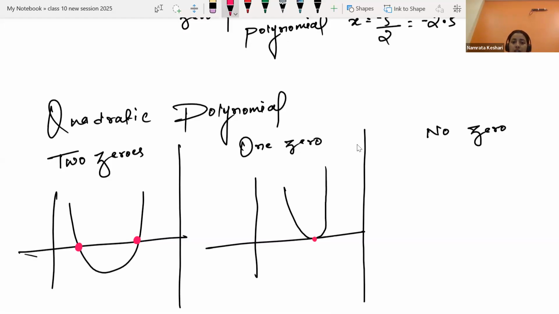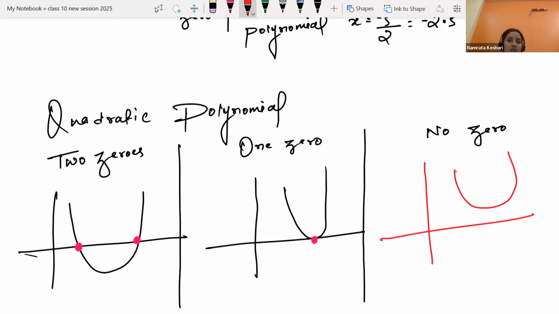When you have one zero, your graph will look like this, strictly touching the x-axis at one and only one point. My graph is not that accurate. It may look like it is touching at many other points as well, but be careful, it is touching at one and only one point. That's what I'm trying to show over here, and this is the case of one zero. Getting it? And for no zero, your graph will look like this. It will not touch the x-axis.